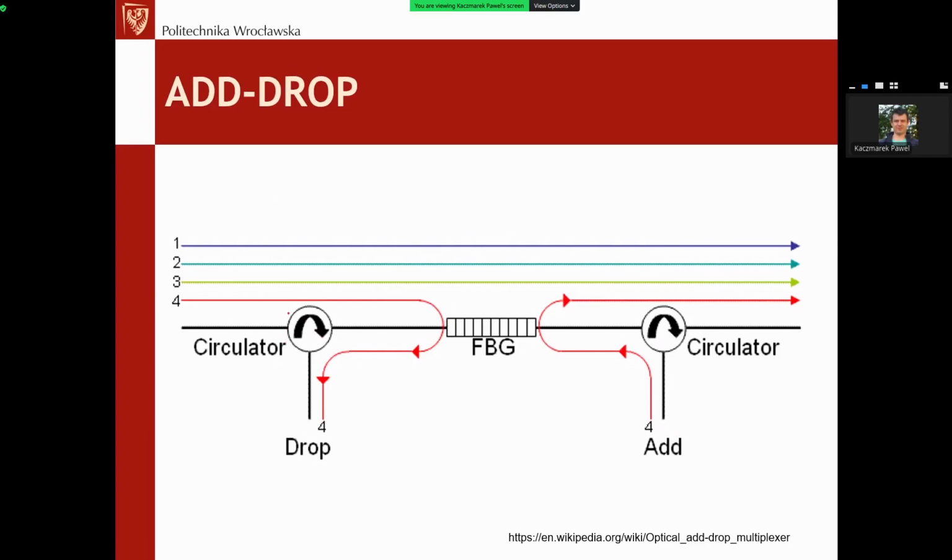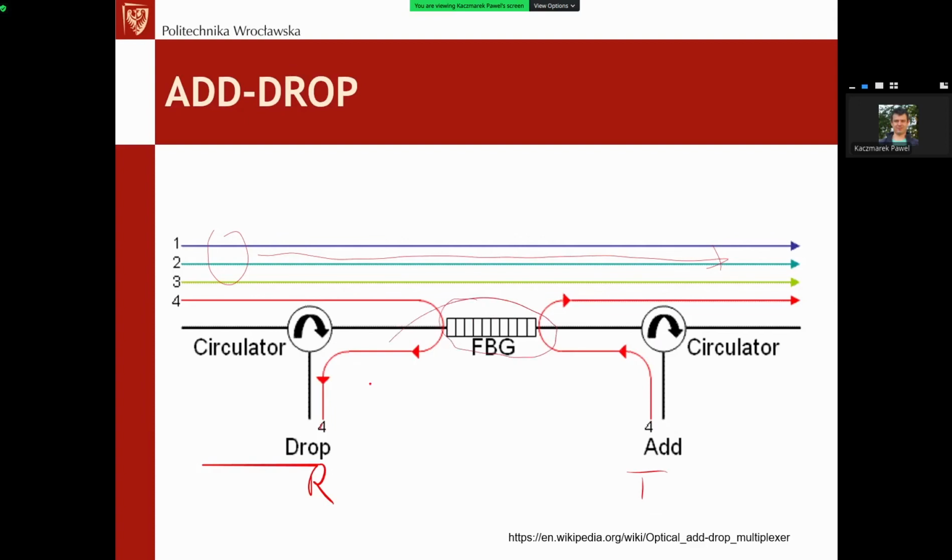It is mainly for dropping just one single channel from our fiber and adding, in the place of the dropped channel, the same wavelength but with different information, for example. So here we will have some receiver at this certain wavelength, and here some transmitter at this certain wavelength. Of course, the other wavelengths just go through such a construction without any change, and only one certain wavelength, the wavelength which is reflected by this fiber Bragg grating, is affected.